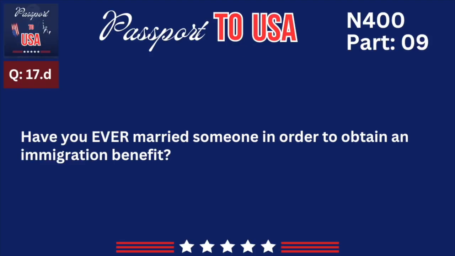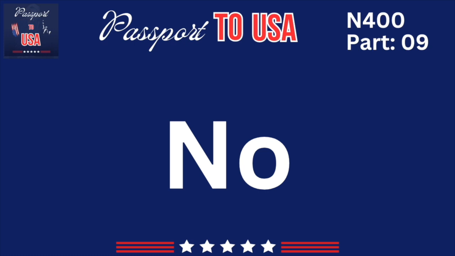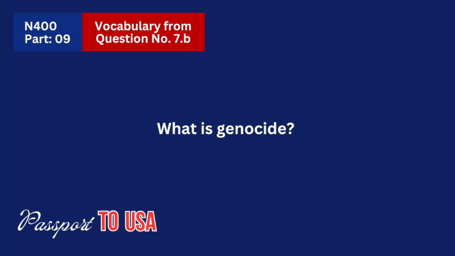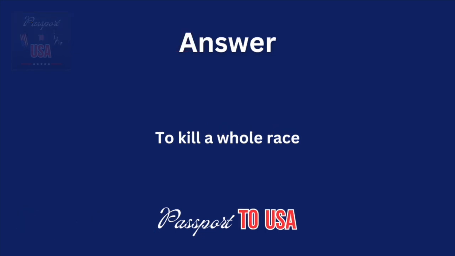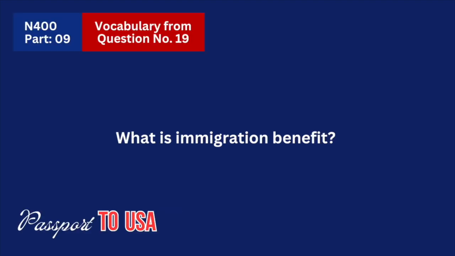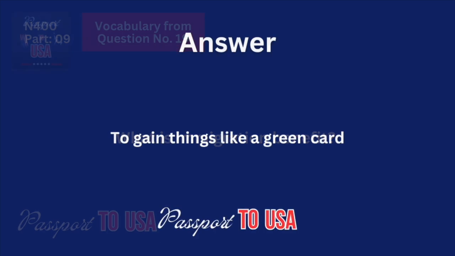Have you ever married someone in order to obtain an immigration benefit? No. What is genocide? To kill a whole race. What is immigration benefit? To gain things like a green card.